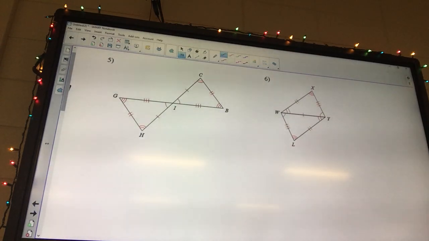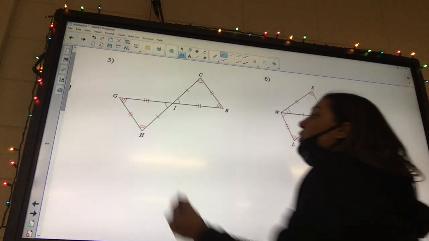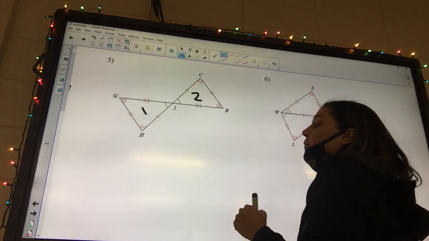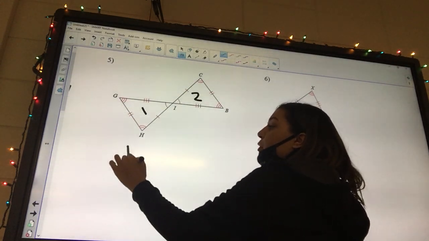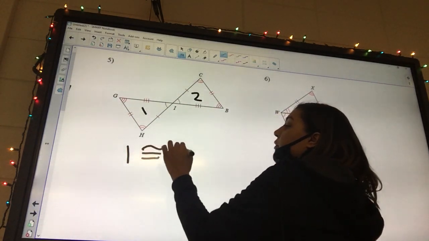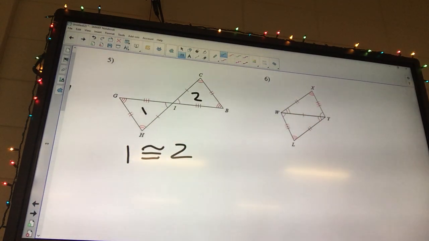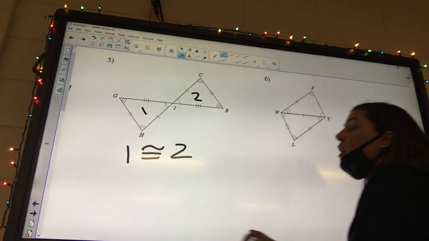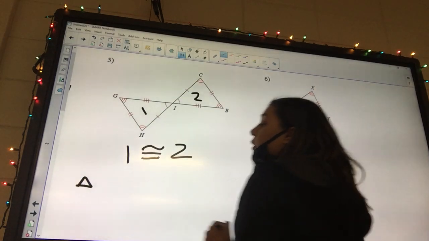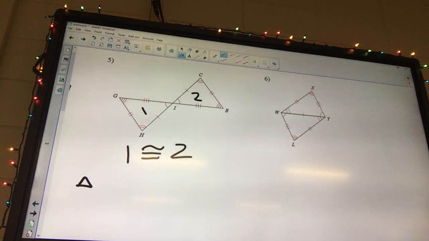Okay, well, number 5, we can look at them and we're going to label our triangles. So I'm going to label this one 1 and 2. We're trying to prove that triangle 1 is congruent to triangle 2. That's what we're doing. We're writing the congruency statement. Triangle 1 is congruent to triangle 2. Okay, and so if we look at triangle 1, look at them and figure out which one has 1 rainbow, 2 rainbows, and then 3 rainbows. And that's how you need to write it.